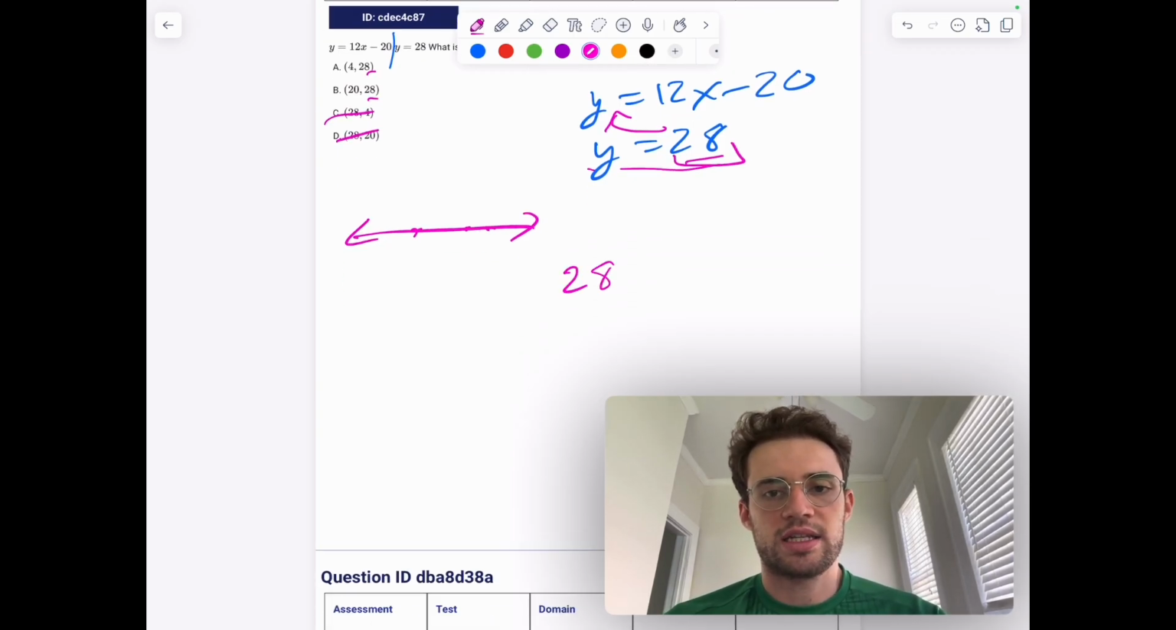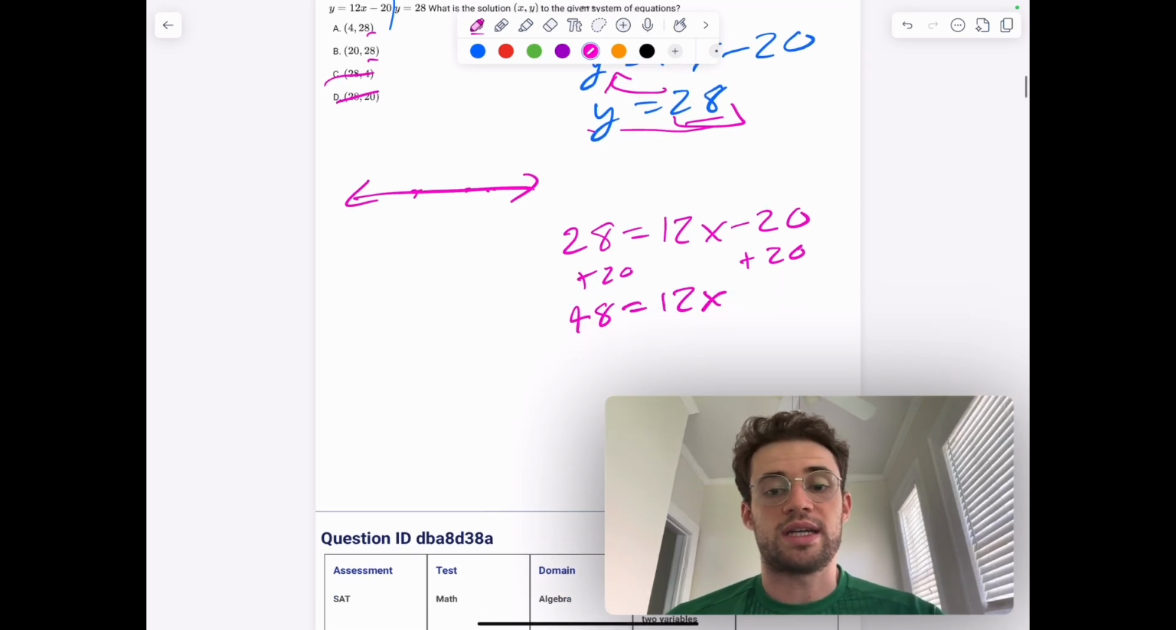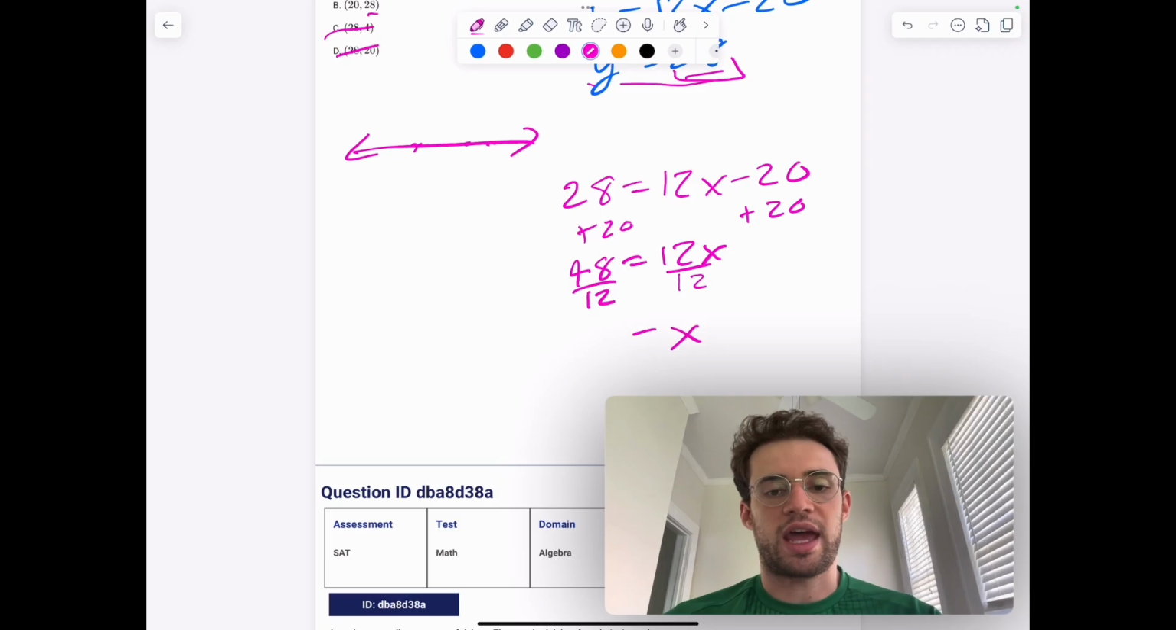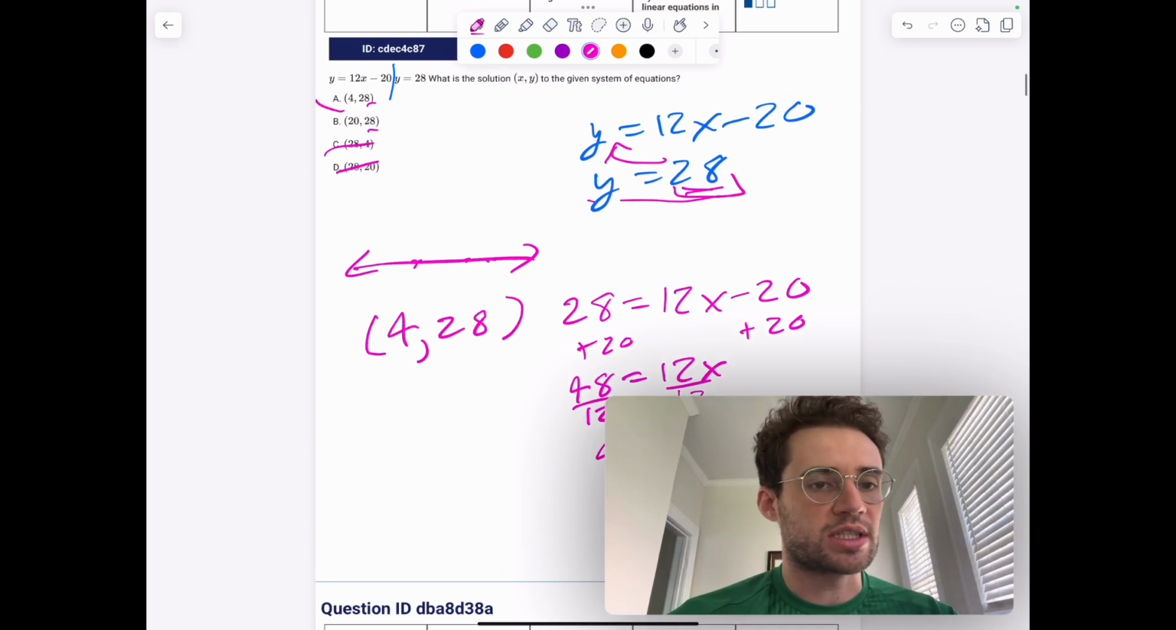So you'd say 28 equals 12x minus 20. And then we're just getting the x alone, so we'll add 20 to both sides. Gives us that 48 equals 12x. You can think what times 12 makes 48, that'd be 4. Or divide both sides by 12, that's the opposite of times 12, to get rid of the 12 times x, and then we're left with x is equal to 4. All right, so we have 4 for our x-coordinate. They said 28 is the y-coordinate, so it's 4 comma 28, which is option A.